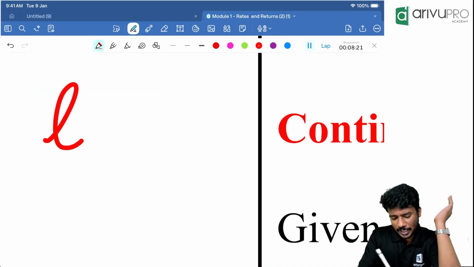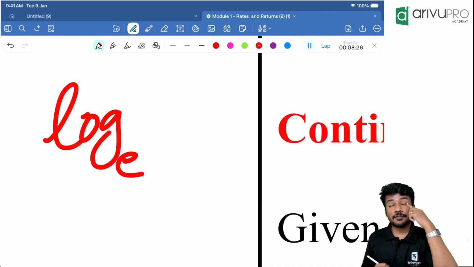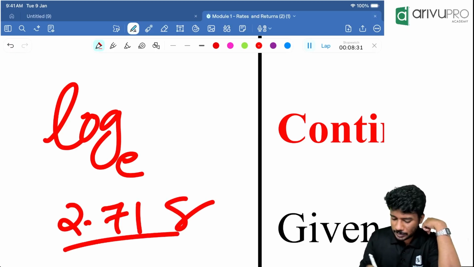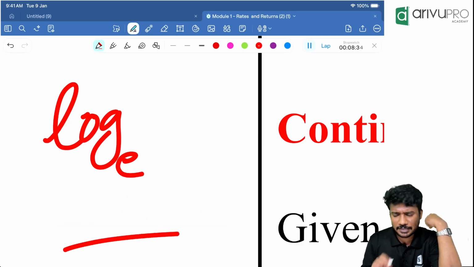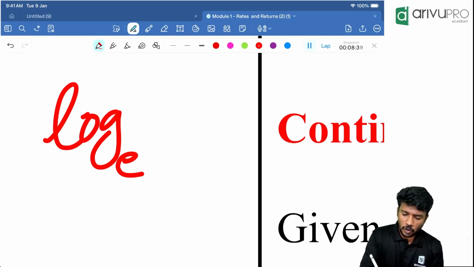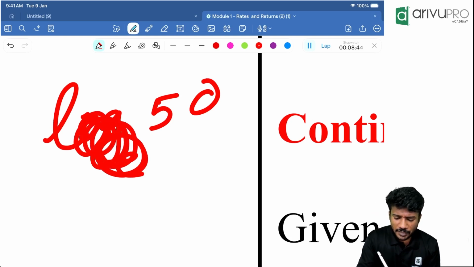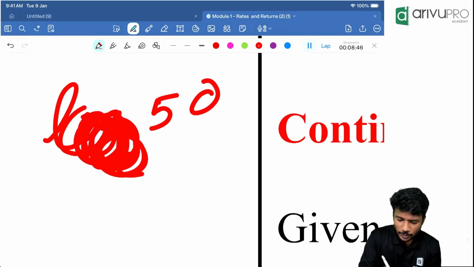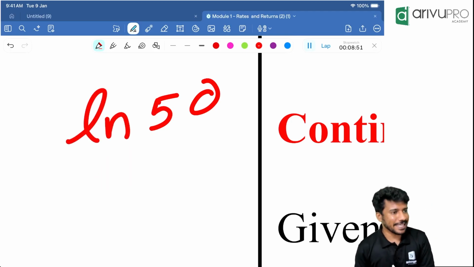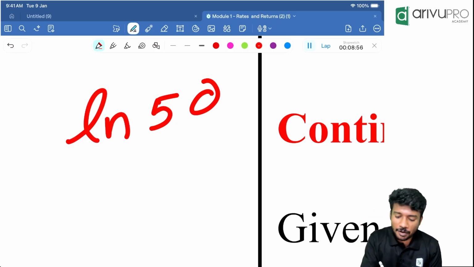Then when I say natural logarithm, the base is what? E, the exponent, the E value. E value is how much? E is equal to 2.718 and so on, but we will call it E itself because we have the value in our calculator. So, whenever the base is E, we will represent it using ln. That is natural logarithm, or log to the base E of 50.